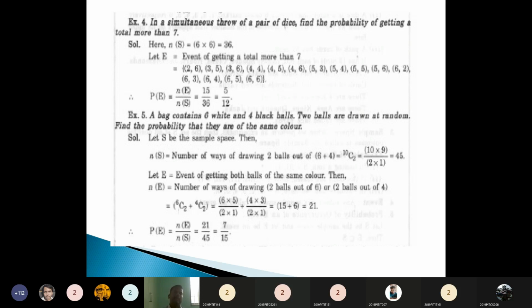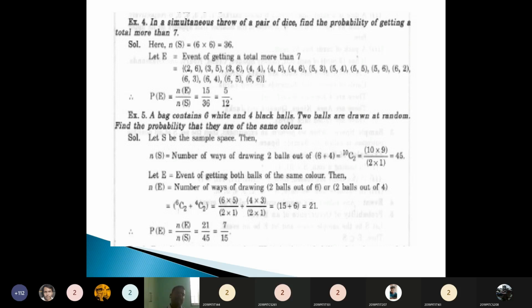In the first row, 1, 6 will not count. In the second row you will get 2, 6. 2, 5 equals 7, so it will not come. Third row 2 elements will come. Fourth row 4 elements. Fifth row 5 elements. Like that you can write.